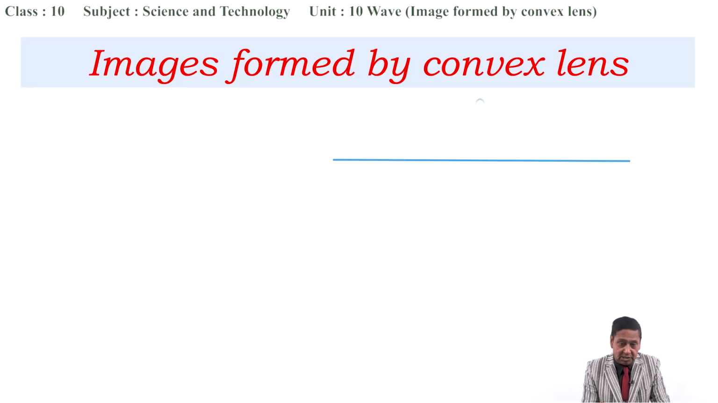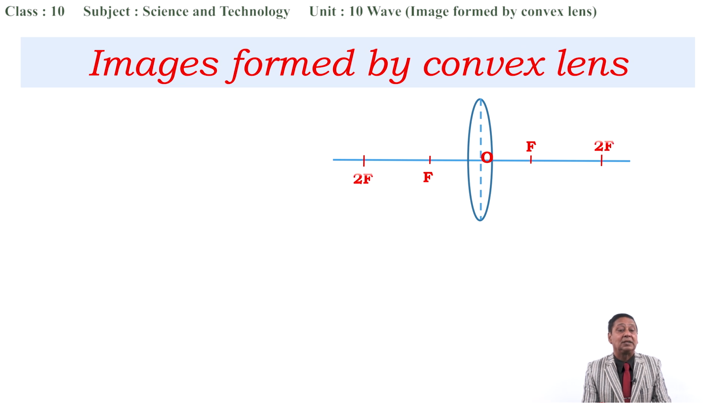Let's say this is principal axis, this is convex lens and bisector line, and we know this is optical center, and this is focus. Focus lies equidistant from the optical center, and this is 2F. 2F is the point which lies at double the distance of the focus. If we are taking 2 centimeter distance from optical center to focus, then 2F should be at 4 centimeter. If we are taking this distance 3 centimeter, then 2F should be at 6 centimeter.